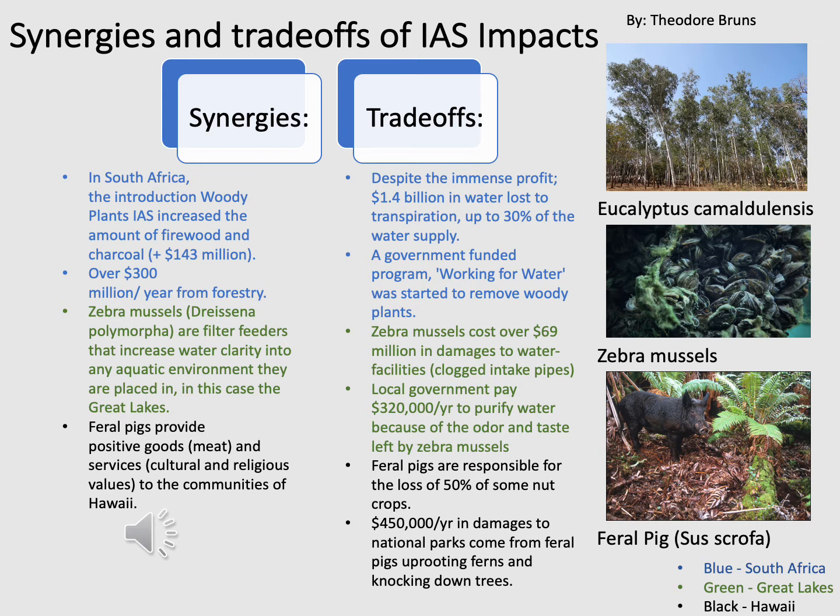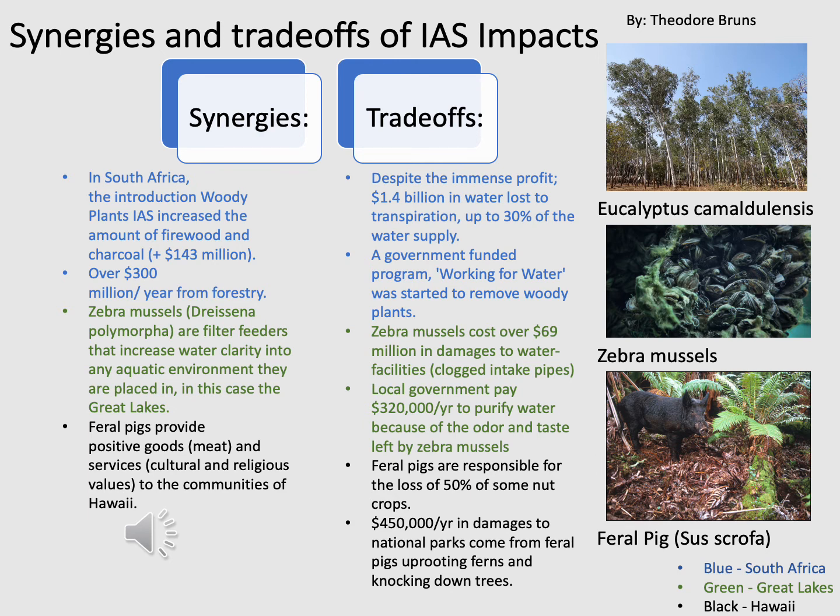And it cost local government $320,000 a year to purify the water because of the horrible odor and taste that zebra mussels leave behind. They coat the bottoms of ships and beaches, and cause a lot of undue distress to tourism and to the local communities, and they are extremely difficult to remove because of their fast spreading capabilities.